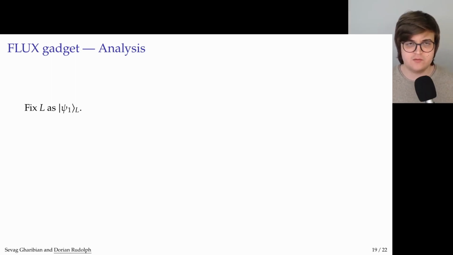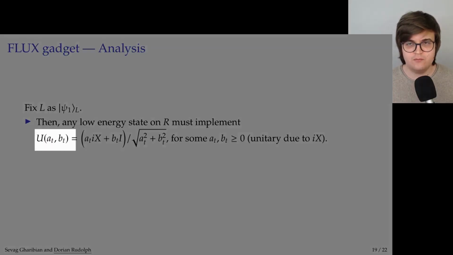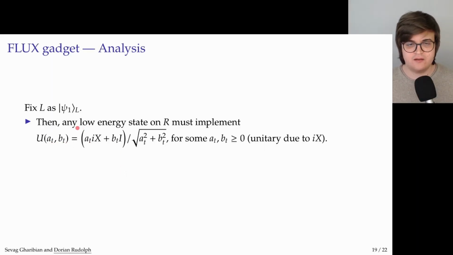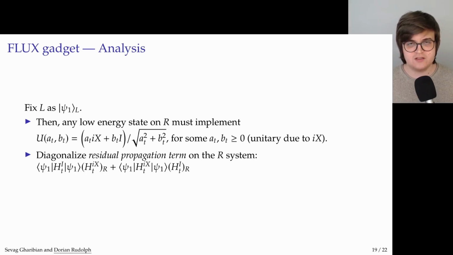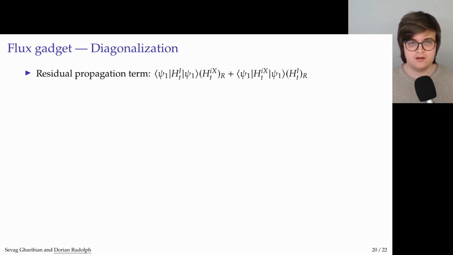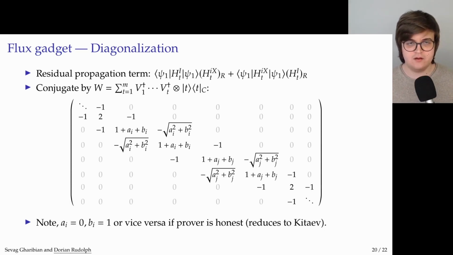So if we set the left register to psi 1, then we can show that any low energy state on R must implement the unitary U parameterized in AT and BT, which is the normalization of the term AT times IX plus BT times I. We can diagonalize the residual propagation term on the R system, which is obtained by applying psi 1 to the left Hamiltonians. Here we have the residual propagation term again, and as in Kitaev's proof, we conjugate by the unitary W. And we obtain a tri-diagonal matrix. Note that we get AI equals 0 and BI equals 1 or vice versa if the prover is honest. Then W has -1 on the off diagonal and 2 on the diagonal, just like in Kitaev's proof.